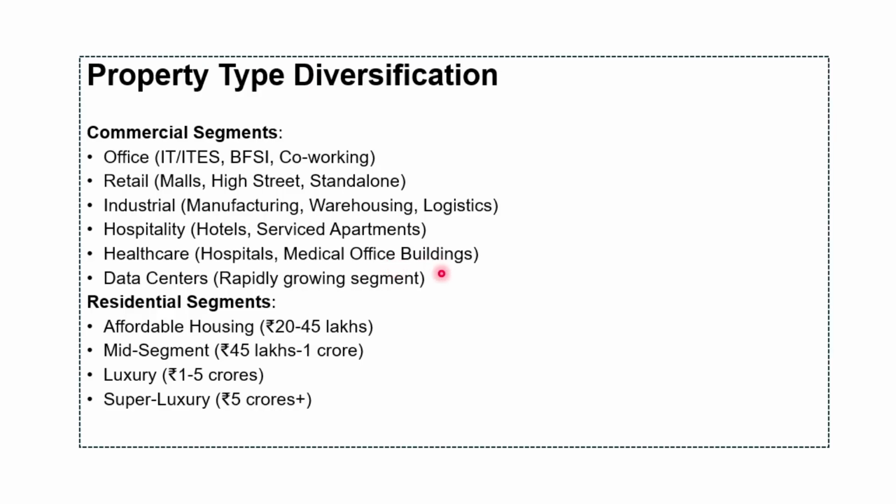Then property type diversification, like I said, can be across your different commercial segments from office to data center. We have discussed earlier that we should distribute amongst them. In the residential segment, we can go from affordable to super luxury. So there are different markets altogether.